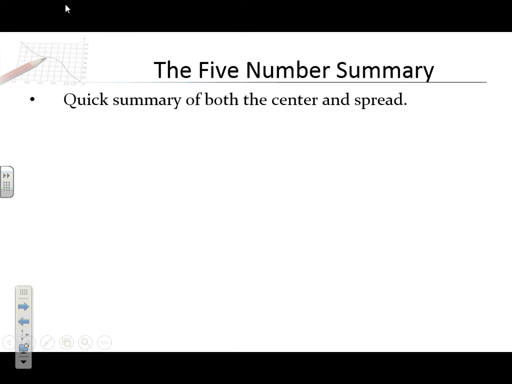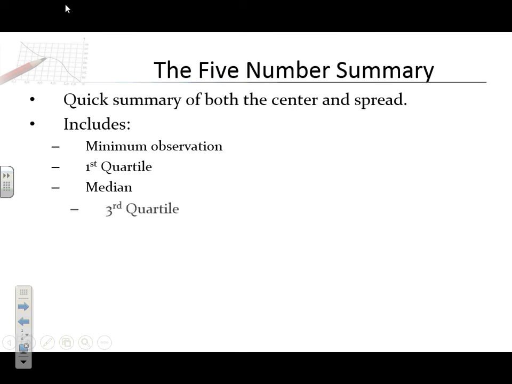Now, it's called the 5-number summary for a reason. There are 5 parts to it. The 5 pieces that you need: the minimum, the lowest observation in your set; quartile 1; the median; quartile 3; and the maximum, the largest observation in your set. You need those 5 numbers when you report a 5-number summary.